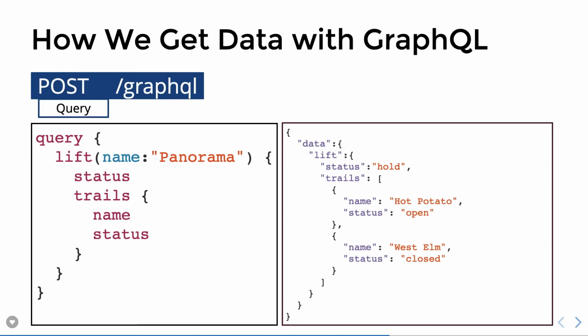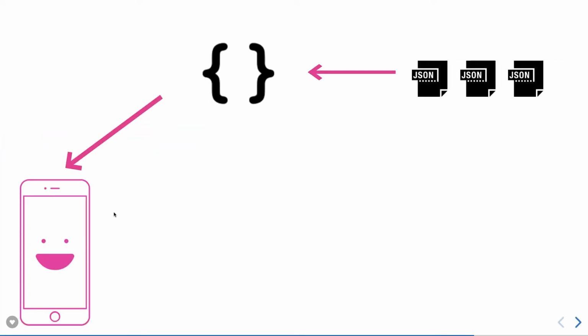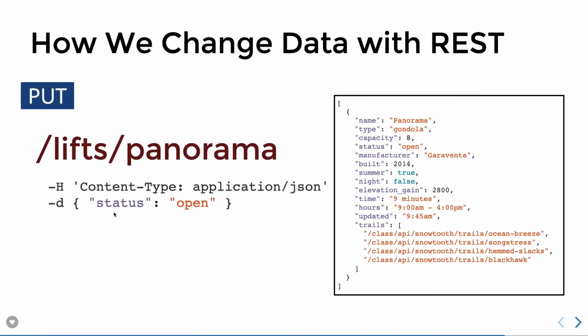Okay, so now you just specify, I need a lift whose name is Panorama, and just give me these fields only. So I'm requesting only these status fields, and trails is a nested object. I'm requesting just this much data, nothing more, nothing less, and I will get the same set of data. So no additional data, no round trip calls to the server. All these things are not happening here, right? So this is the advantage of using GraphQL, we are just getting a single JSON object, and our mobile client is happy, right?